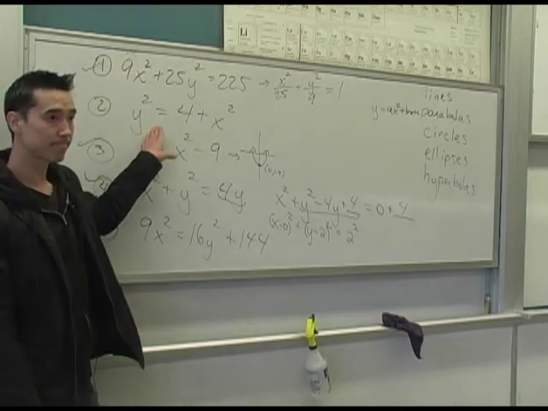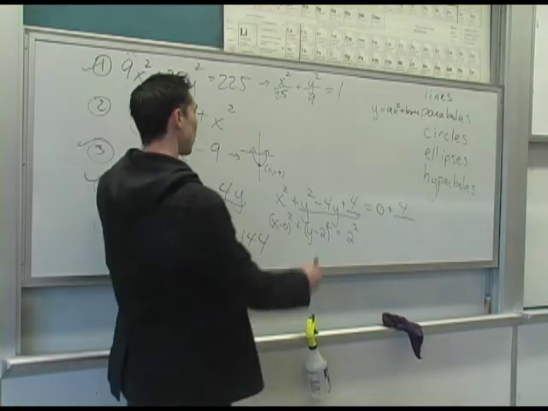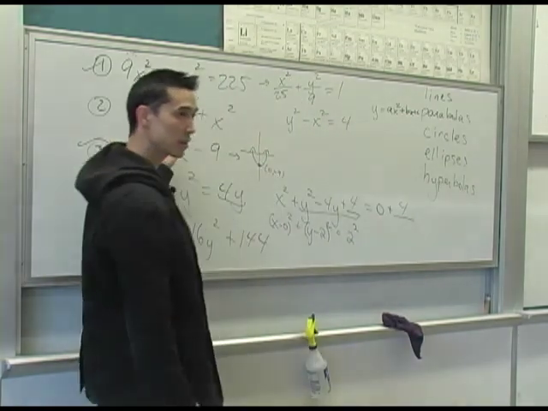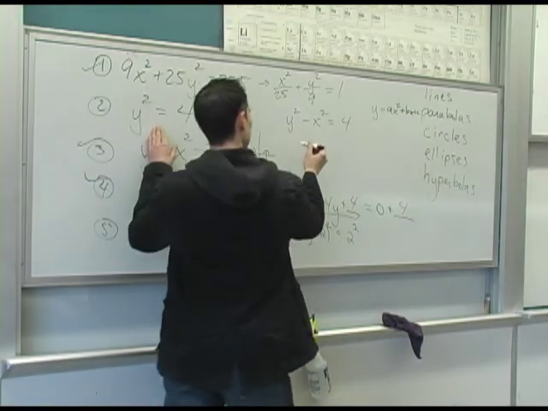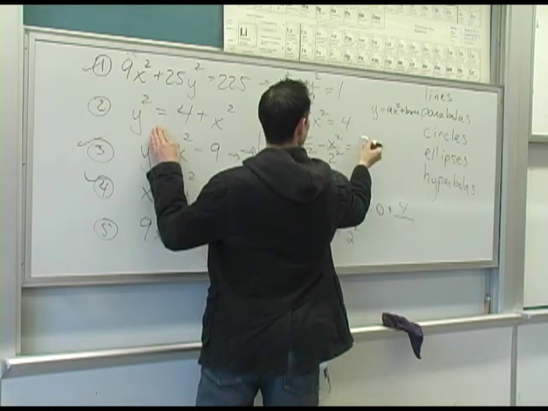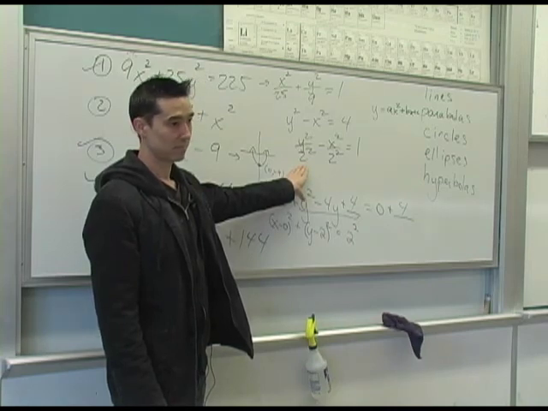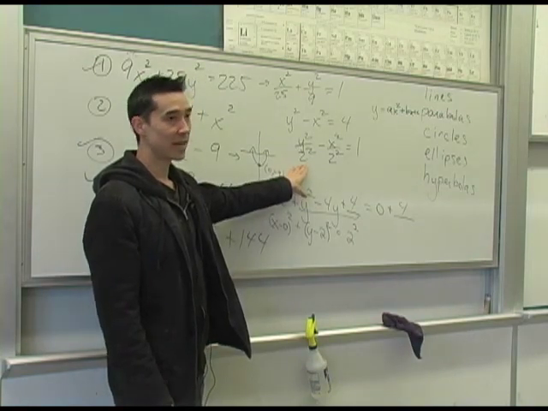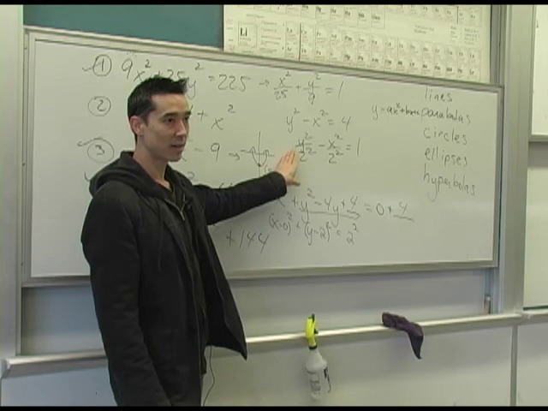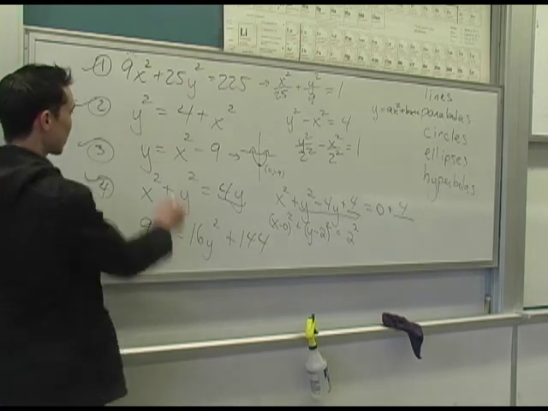What did you guys do for number 2? Minus x squared. So you have y squared minus x squared equals 4. Then what did you do? Divide by 4. And so you get y squared over 2 squared minus x squared over 2 squared equals 1. What is this? It's a hyperbola. Does it have x or y intercepts? Y intercepts. So does this move up or down or left or right? Up and down. Okay. Number 2 is a hyperbola.